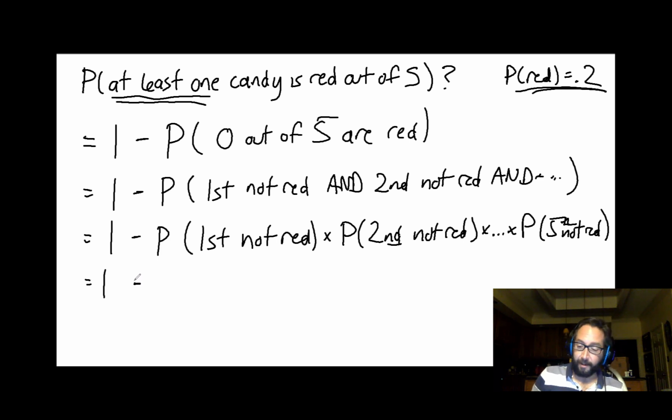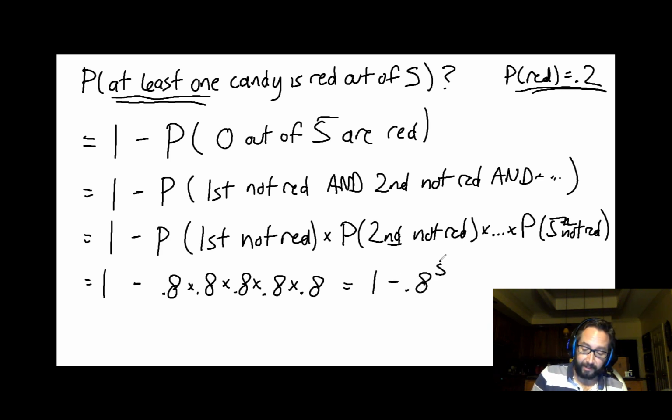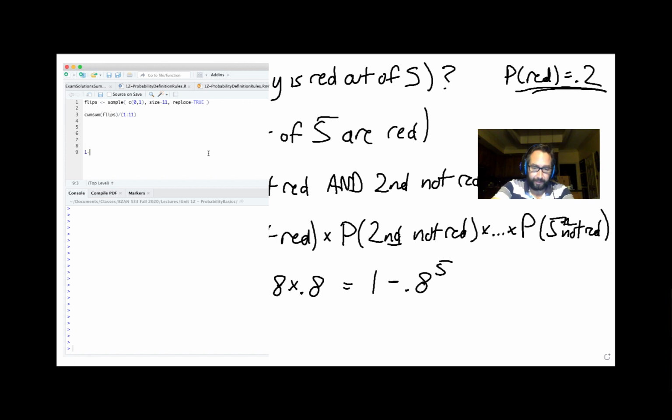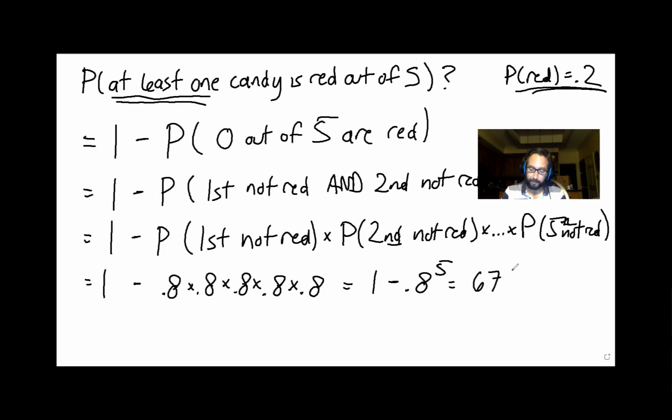But the probability of the first M&M not being red, well, that's the complement of red. That's going to be 80%. So 0.8 times 0.8 times 0.8 times 0.8 times 0.8. So that's going to be 1 minus 0.8 raised to the 5th power. And that's when we're going to have to shoot it over to R and say, hey, evaluate this expression for us. 1 minus 0.8 raised to the 5th power works out to be just about 67% here.